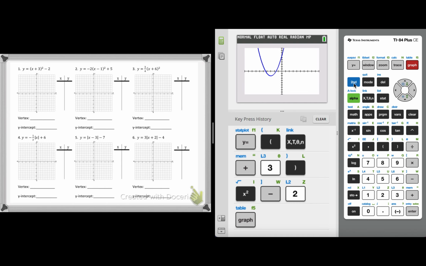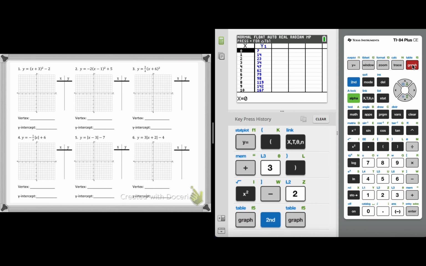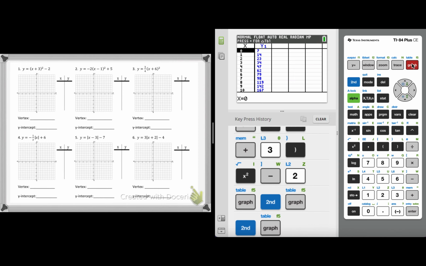You hit second and the graph button again. That'll bring up the table, and you'll see that in blue or a very similar color written above graph. Again, second graph will take you to the table. Now, this table is an infinite list of x and y values that will work in this equation. But ultimately, we only want ones that we can actually fit on our graph.